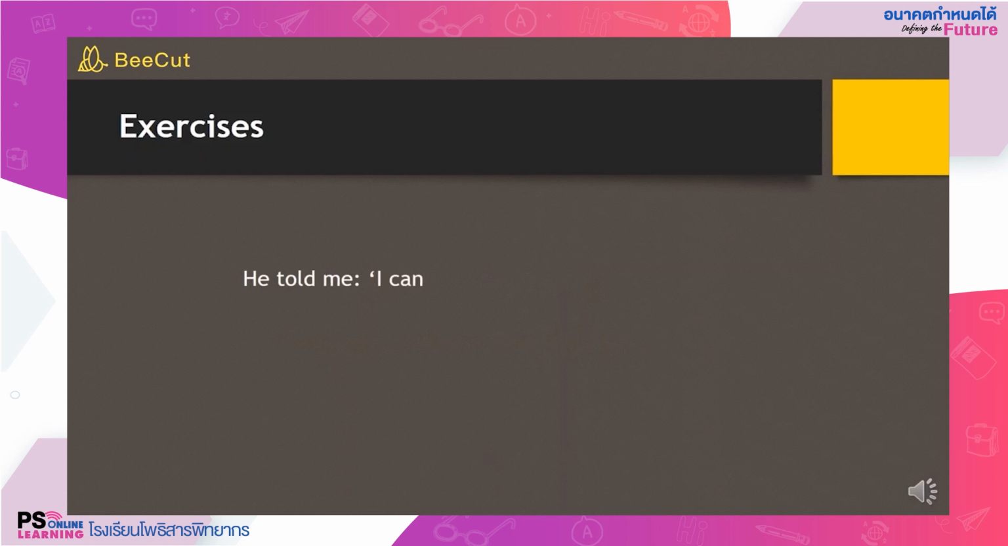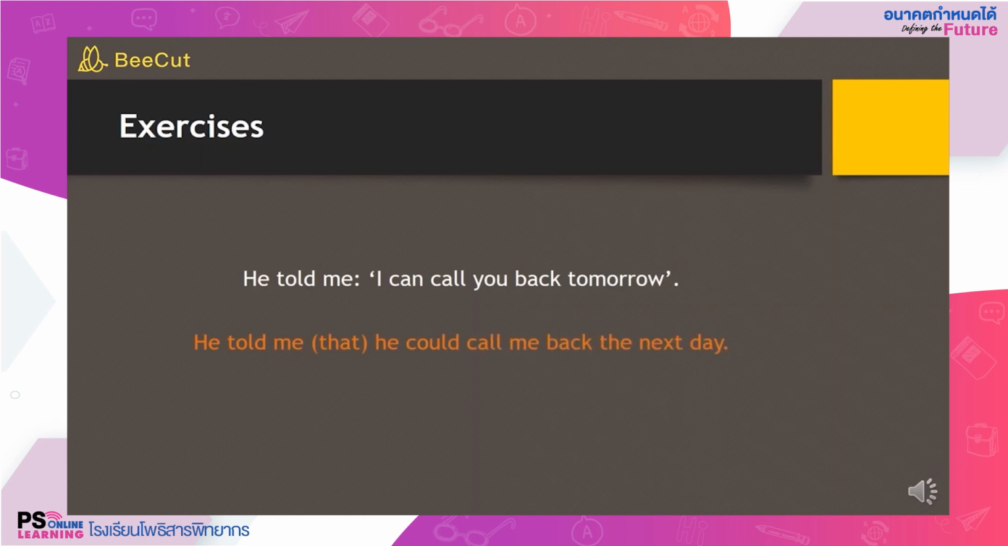He told me, "I can call you back tomorrow." What is the reported speech? He told me that he could call me back the next day. That is an optional word. I changes to he. Can rolls back one tense and changes to could. You changes to me to make sense. And tomorrow changes to the next day.